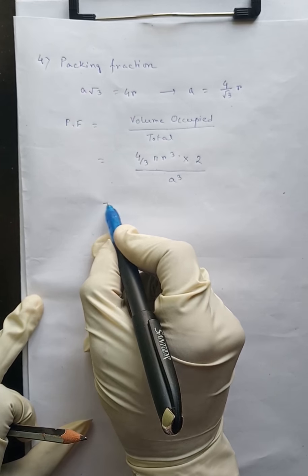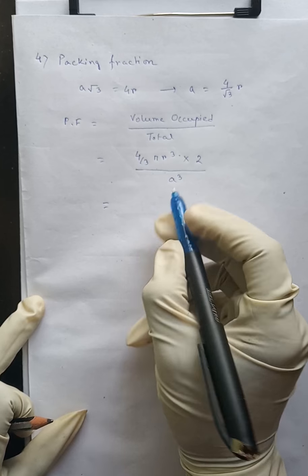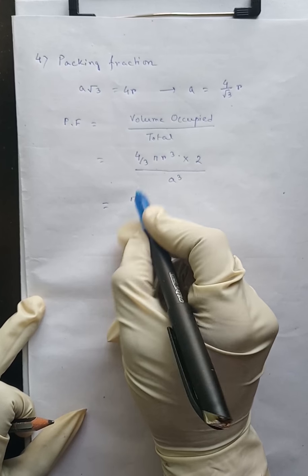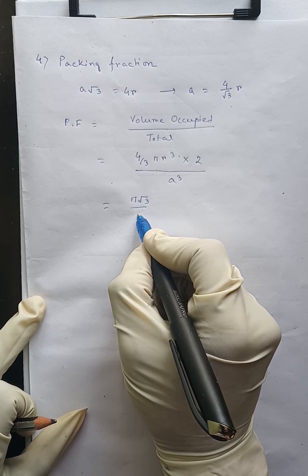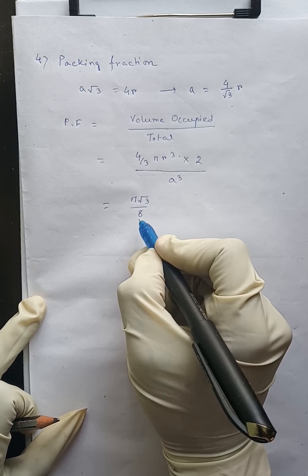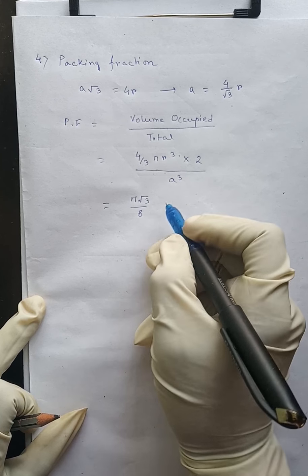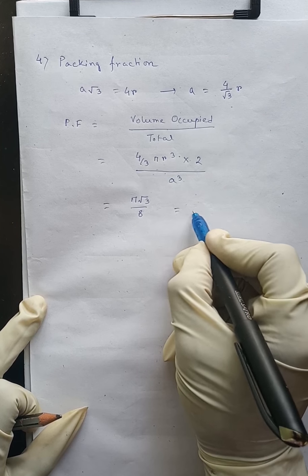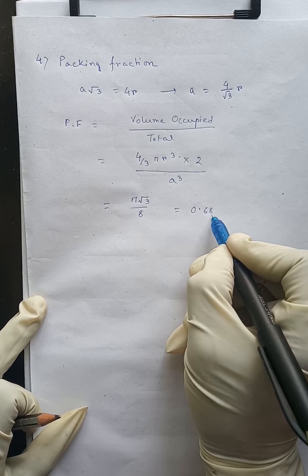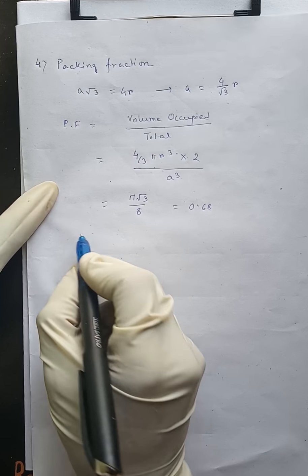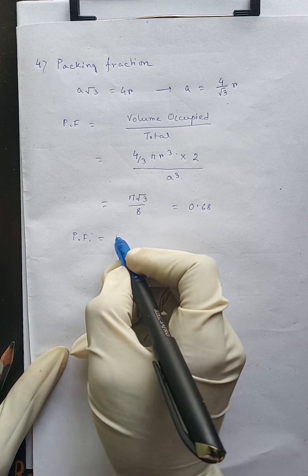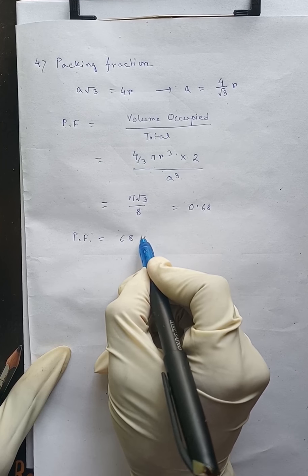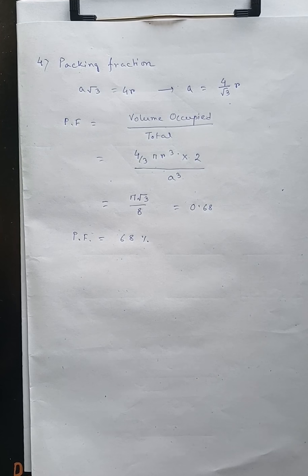So we will just put that value here, and ultimately, you can do the calculation, we will get pi√3/8, and this will come out as 0.68. So the packing fraction, which is determined in percentage, will be 68%.